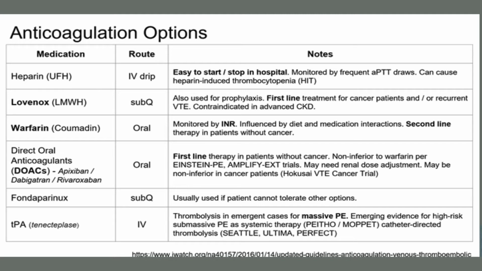Second, a very common anticoagulation treatment that we use is Lovenox. This can be used for DVT prophylaxis, as we discussed, or it's actually the first-line treatment for PE in cancer patients or in patients with recurrent PEs and VTEs. It can be contraindicated in advanced chronic kidney disease, but this is a good injection treatment for clots.